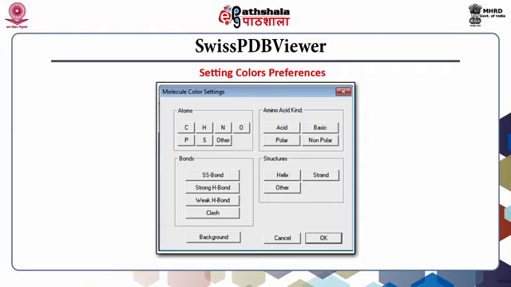In addition, in this dialog box, user can set the colors for displaying bonds, structures as helices, strands, and loops. And this dialog box also allows setting color for the background. After setting the colors in this dialog box, click OK.